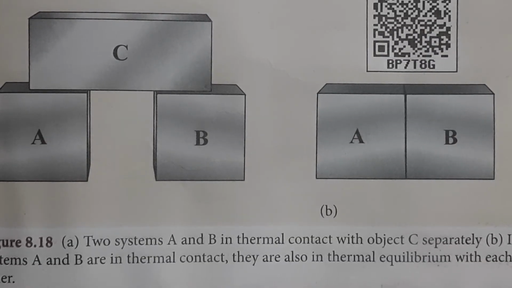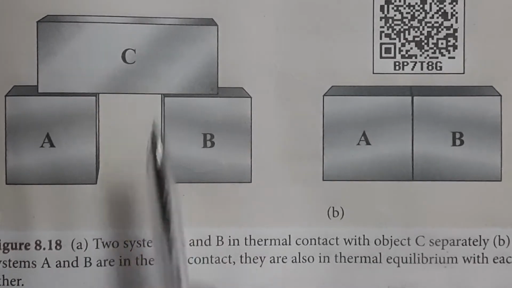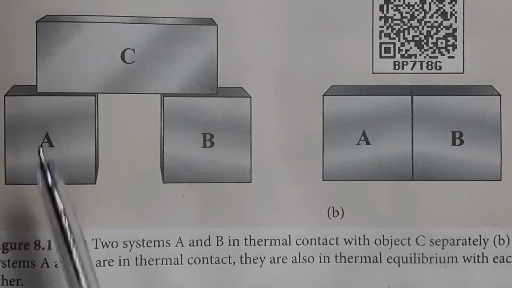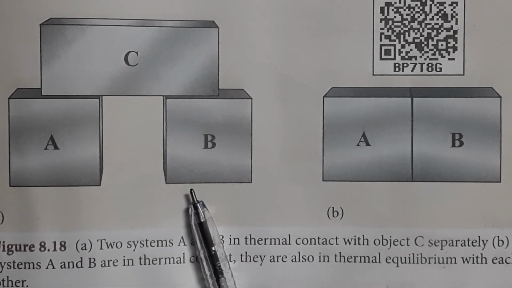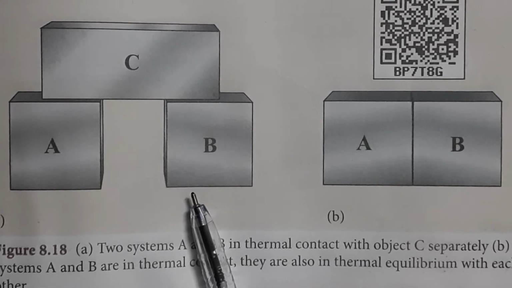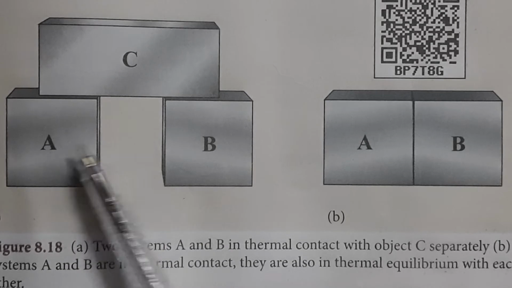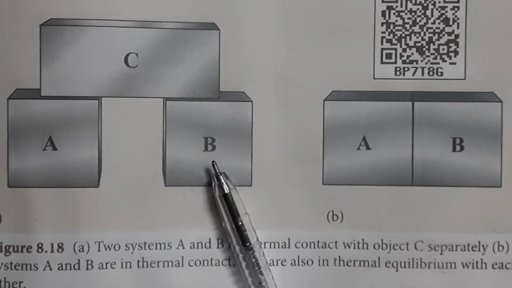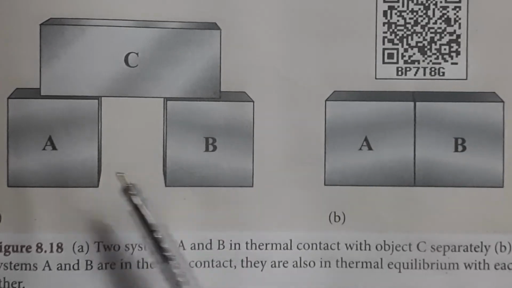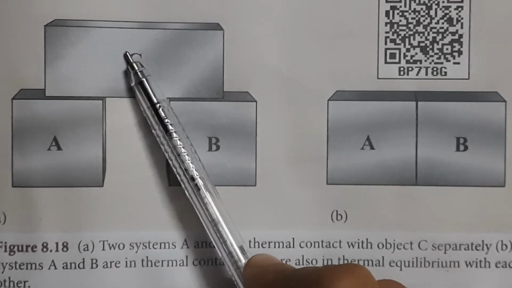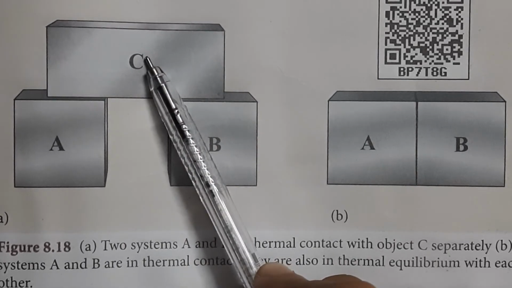Listen here. Consider three systems A, B and C. Each system will be kept at a different temperature. Now, assume that A and B are not in contact with each other, but A is in thermal contact with C, and B is in thermal contact with C.